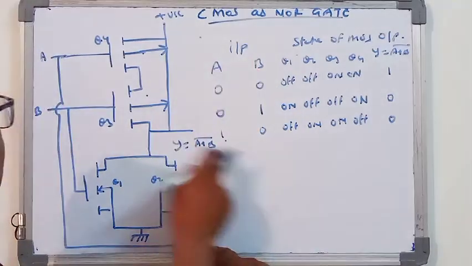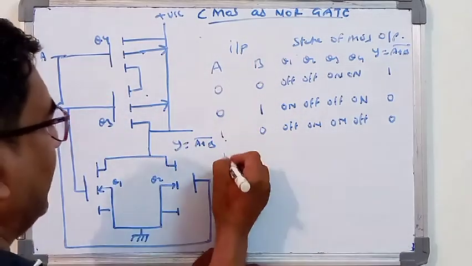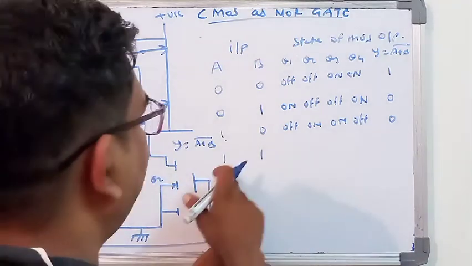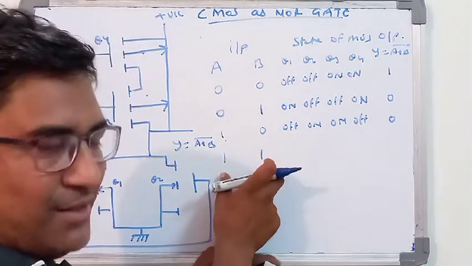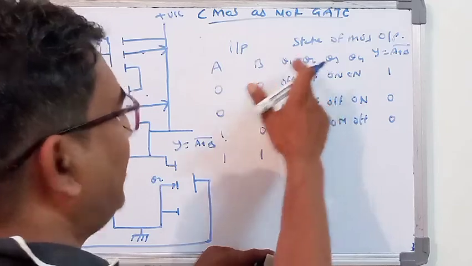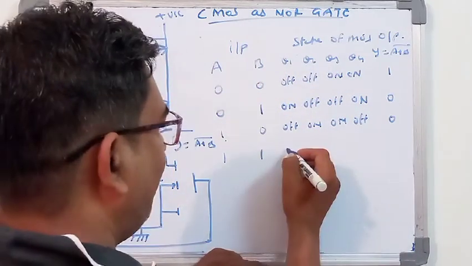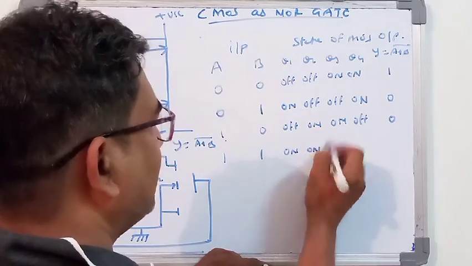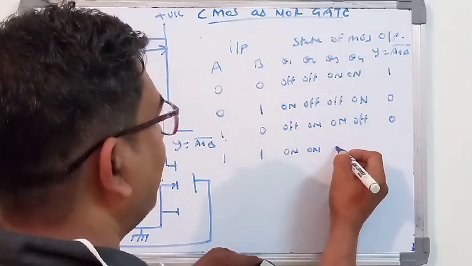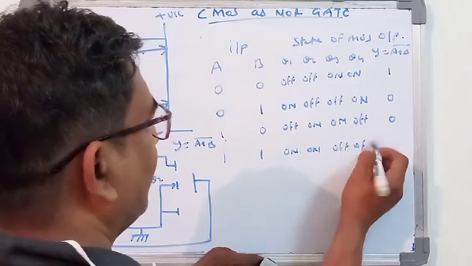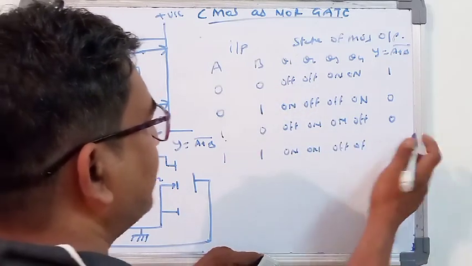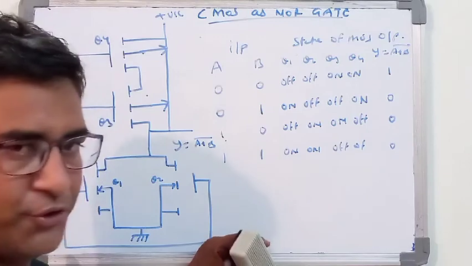A is equal to 1 and B is equal to 1. At this condition, Q1 and Q2 will be in the ON condition, and Q3 and Q4 will be in the OFF condition. It is the reverse case for the other one, and here you will be getting the output as 0.